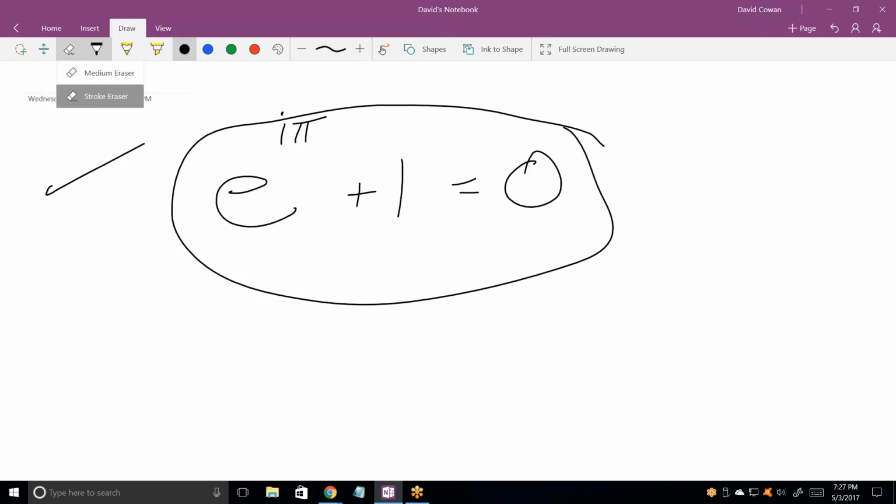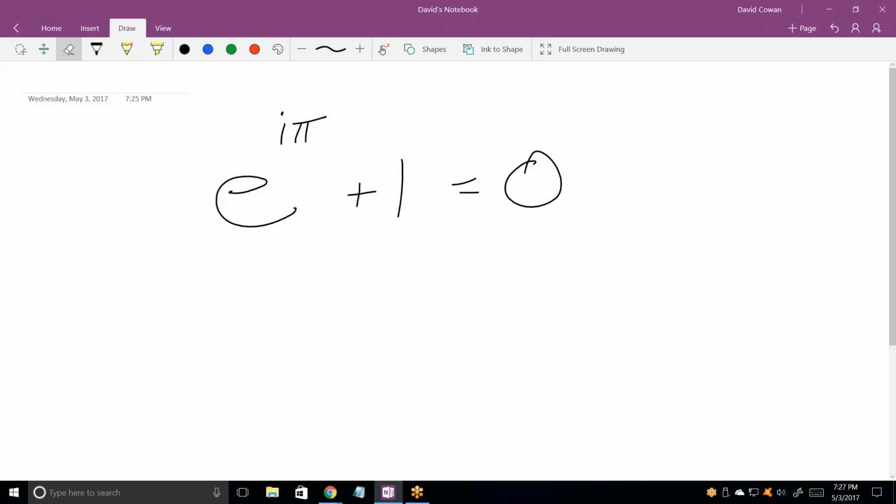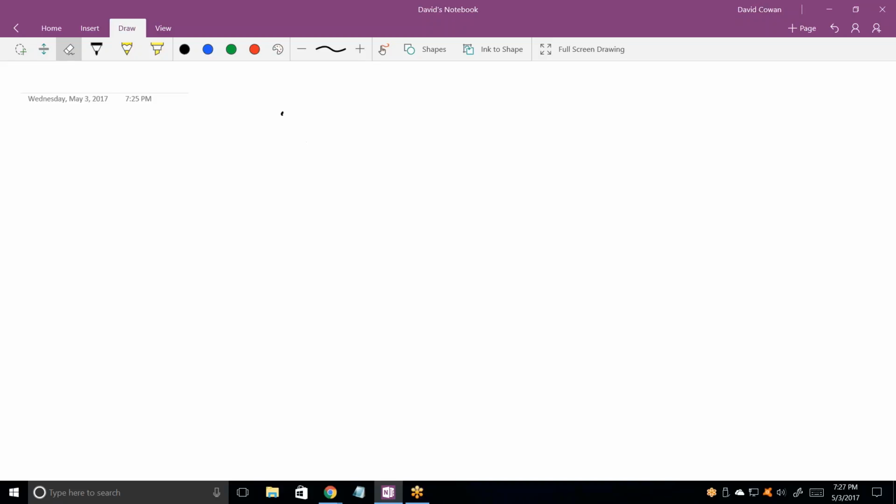But this is an amazing equation because E is 2.71, has nothing to do with circles. Pi has everything to do with circles. And then we got this imaginary number here. How could E to the I pi equal -1? But it does. Quite amazingly. So anyway, that's my little bit of math history.